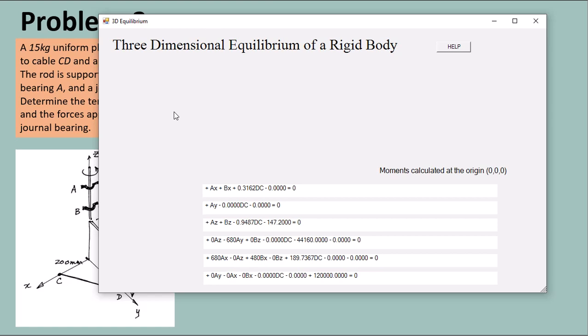We get the 6 equations of equilibrium. The unknowns are Ax, Bx, tension along the cable DC, Ay, Az, Bz. So Ax, Bx, Ay, Az, Bz, and the tension in the cable DC. So there are 6 unknowns. You solve these 6 equations to find the 6 unknowns. That's the conclusion of this lecture.